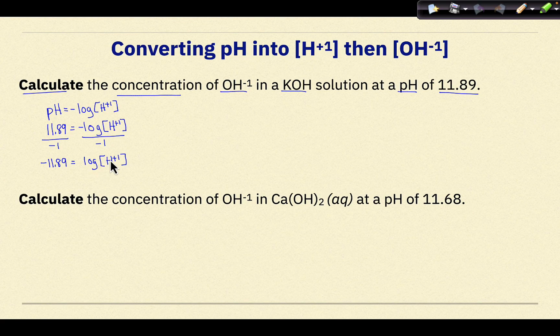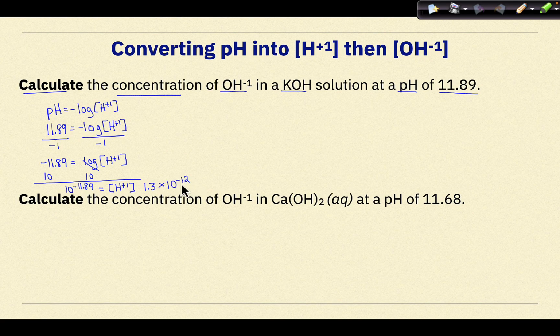I'm then going to take the log of both sides. This will result in 10 to the negative 11.89, which will equal my hydrogen ion concentration. So I will take the anti-log of the negative 11.89, which will result in a hydrogen ion concentration of 1.3 times 10 to the negative 12.